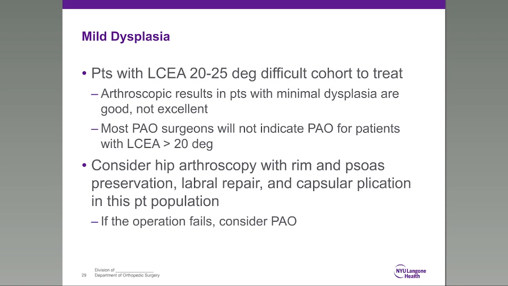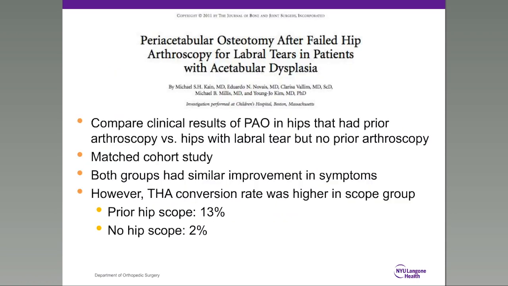So patients with a lateral center edge angle of 20 to 25 degrees is really a difficult cohort to treat. You send these patients to a PAO surgeon, and they'll tell you it's not enough dysplasia to warrant a PAO. And they go to an arthroscopic surgeon, and we've all had some poor results with dysplasia, and we'll tell them that results are good but not excellent. But the literature does support hip arthroscopy with rim and psoas preservation, labral repair, and capsular plication in this patient population. And if the operation fails, we can consider PAO.